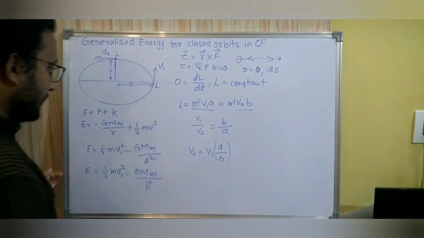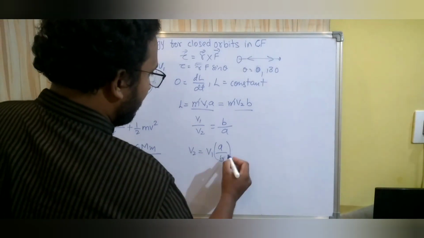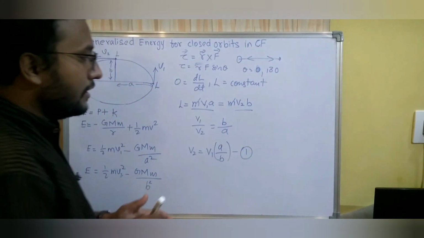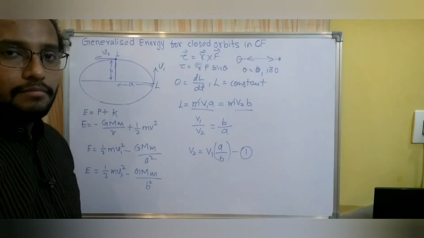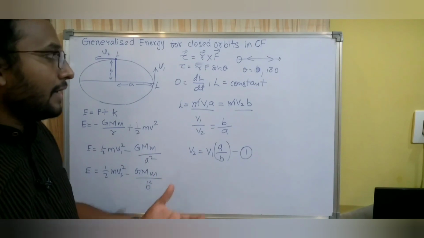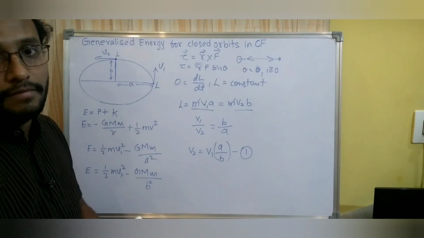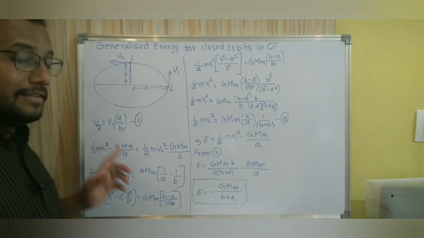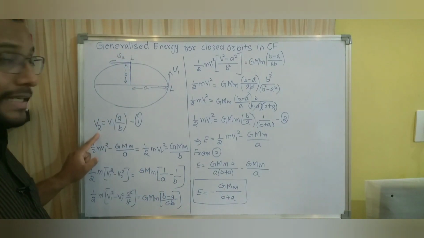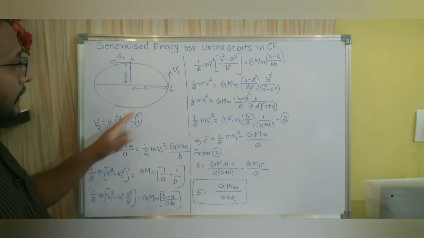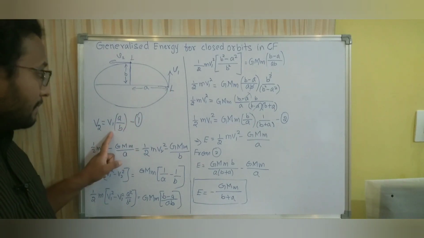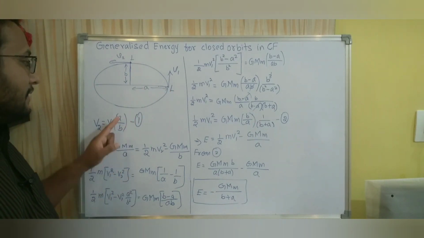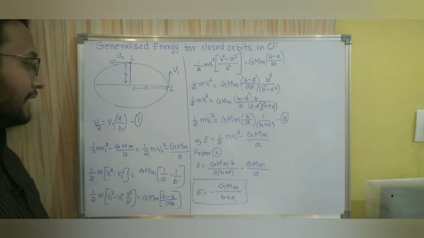So we got an important equation which will be substituted in future steps, which we will require to derive the generalized formula. For that, we got the velocity at this position, v2, equal to the velocity at this position of the same planet, v1, multiplied by this a by b, where a and b you know.